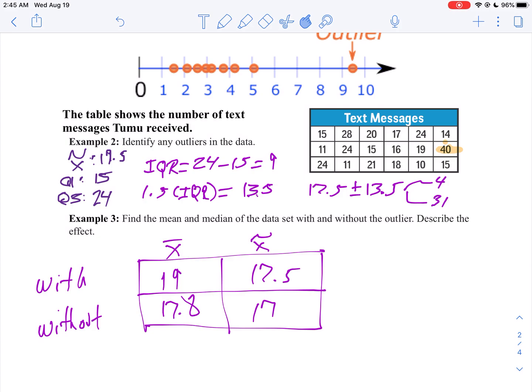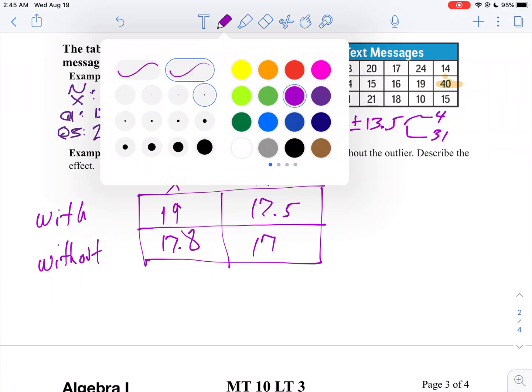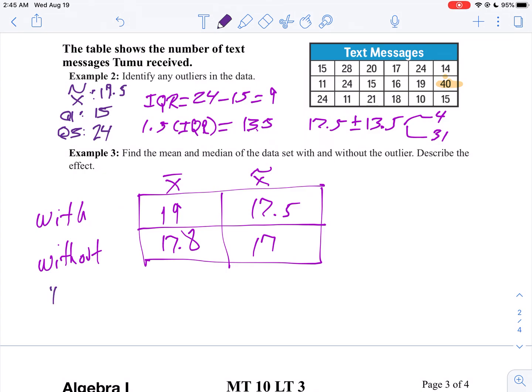So what we can say then is, when we remove an outlier, removing an outlier affects the mean more.